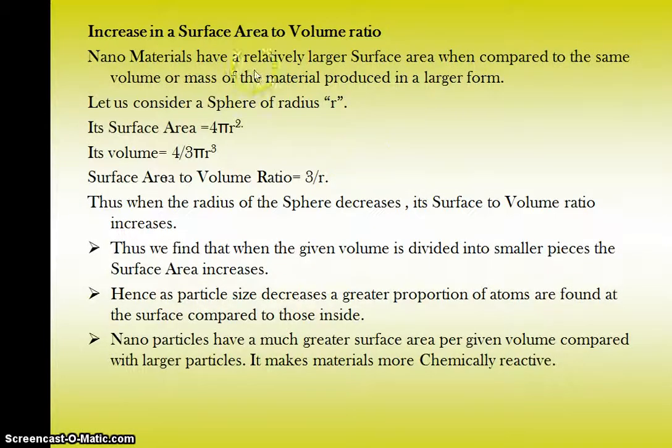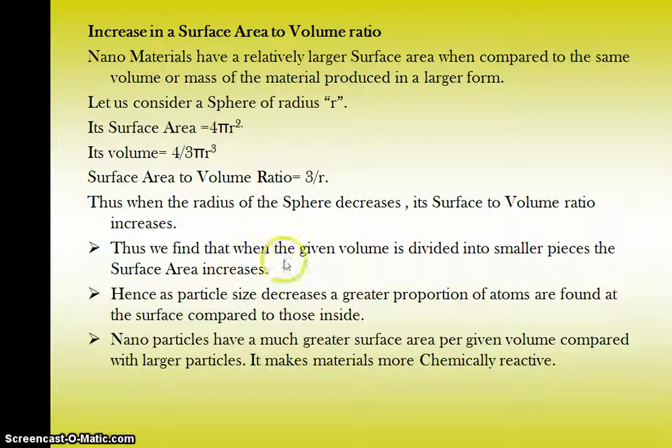Increase in surface area to volume ratio. Nanomaterials have a relatively large surface area when compared to the same volume or mass of the material produced in a larger form. Let us consider a sphere of radius r. Its surface area is 4 pi r squared, its volume is 4 by 3 pi r cubed, and the surface area to volume ratio is 3 by r. Thus, when the radius of the sphere decreases, its surface to volume ratio increases.